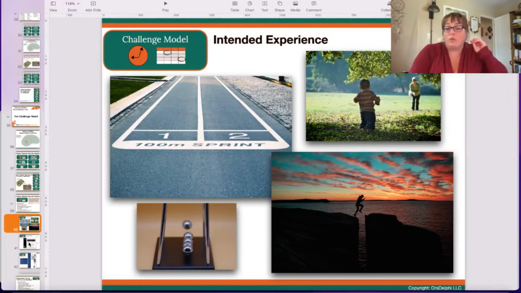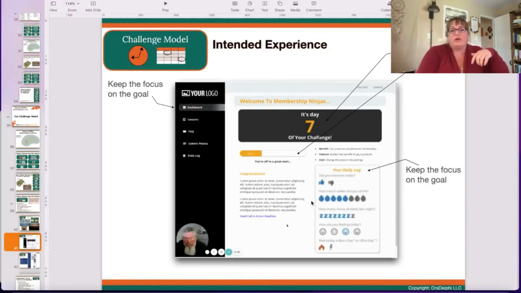So to give you a really real world example, this is actually something that Dan built, but I think it exemplifies it really well. He created this amazing membership site for a challenge for another customer. And I think he did some really good things here in terms of the intention of a challenge model. So here it's day 7 of your challenge. I want to keep them focused on the obstacle that's right in front of them. Again, because I want them to go, let's keep going, one step at a time, let's go.